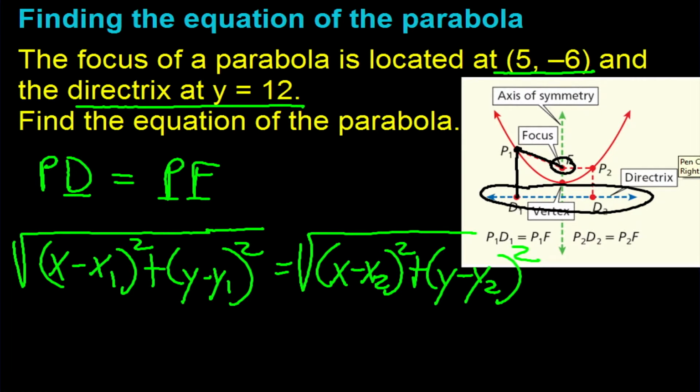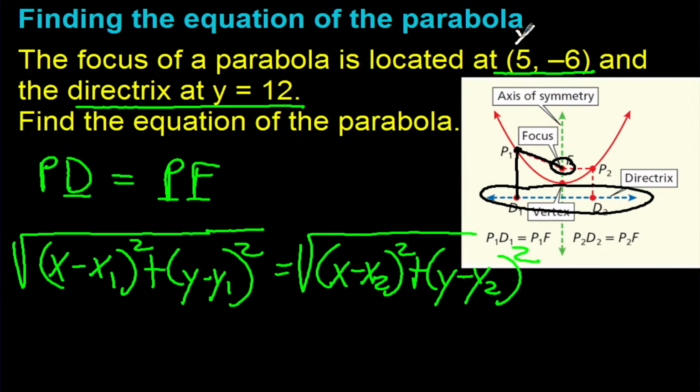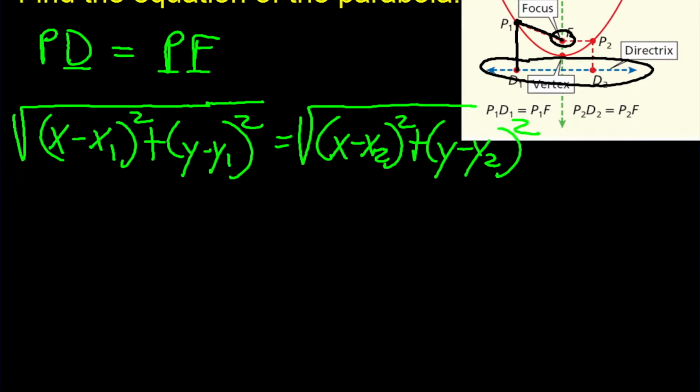Now, we're going to let this 5 be my x sub 1 and this -6 be my y sub 1 on my point. We're going to let the 12 be my y sub 2, but we don't really have an x value for that, so we're going to say that x sub 2 is going to be equal to x.